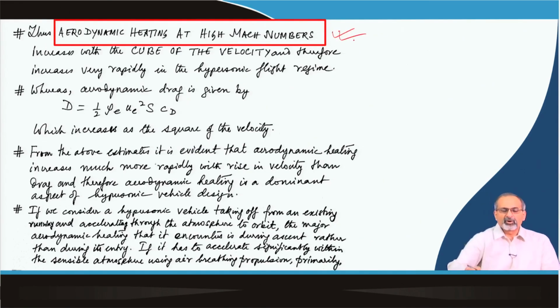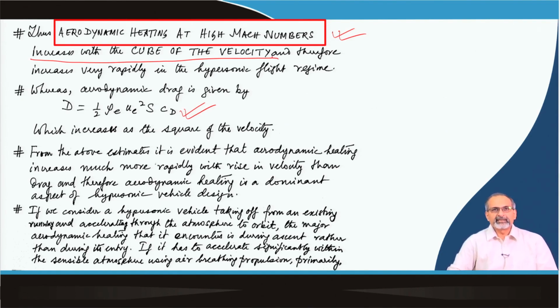We discussed briefly the aerodynamic heating at high Mach numbers, and we said that it increases with the cube of the velocity and therefore increases very rapidly in the hypersonic flight regime. The aerodynamic drag is given by this expression, while as mentioned on top, the aerodynamic heating increases with the cube of the velocity. From the above estimates, it is evident that aerodynamic heating increases much more rapidly with rise in velocity than drag, and therefore, aerodynamic heating is a dominant aspect of hypersonic vehicle design.